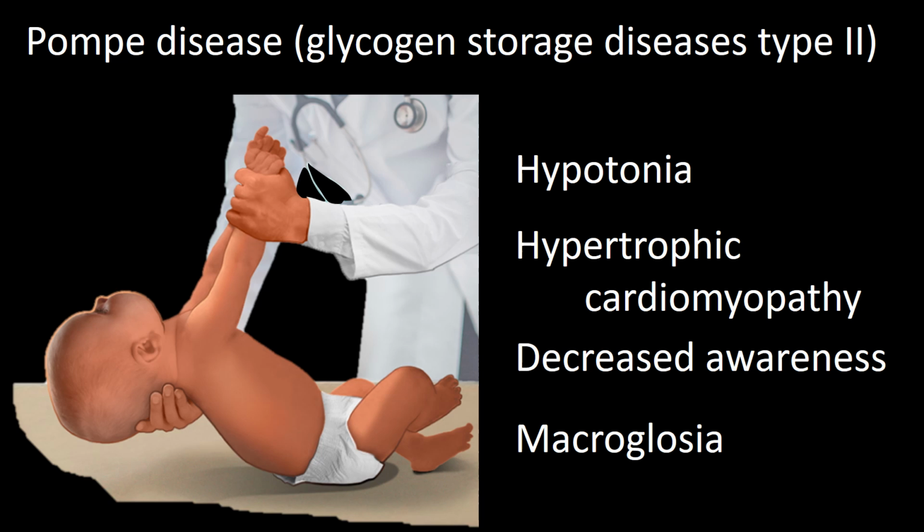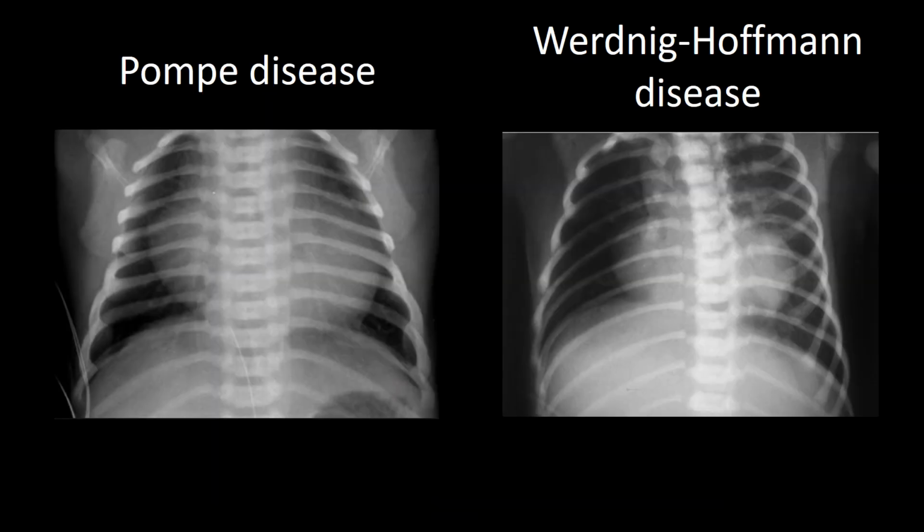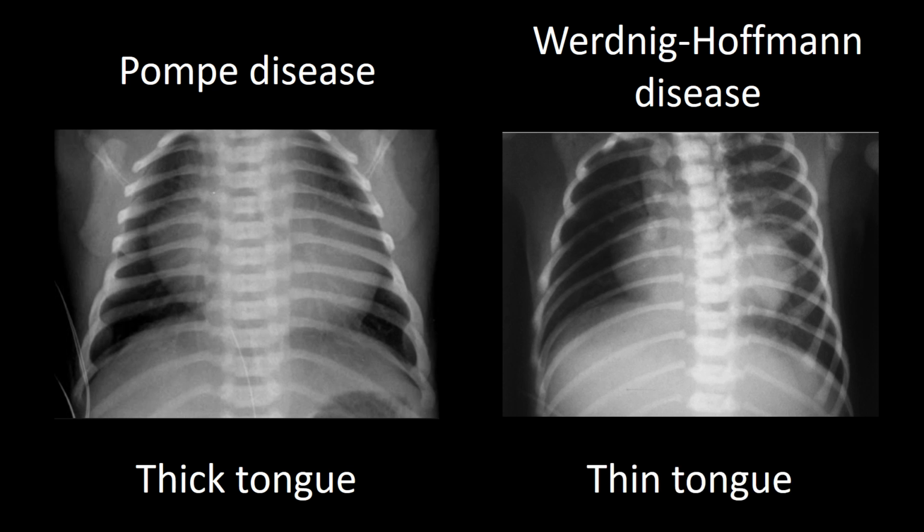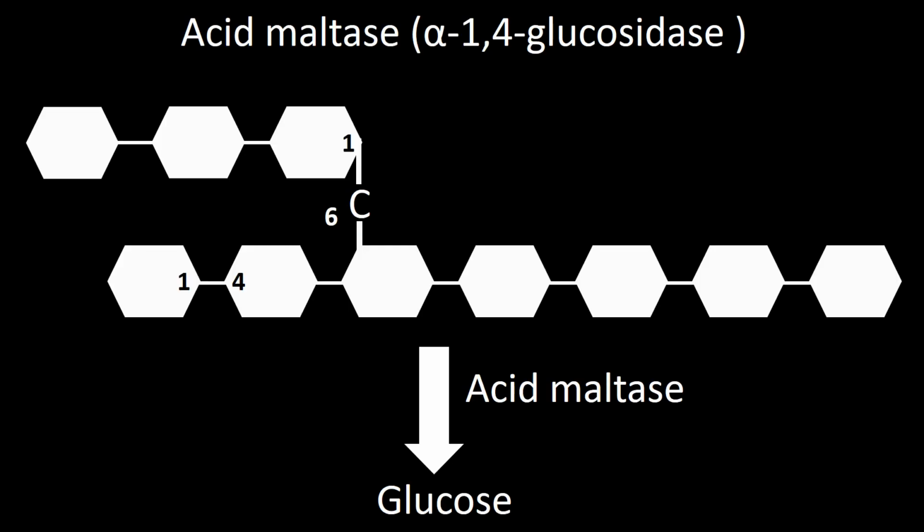A frequent exam question is to show you a chest x-ray and ask you to distinguish between Werdnig-Hoffmann and Pompe's. The one with the large heart belongs to Pompe's disease. Infants with Pompe's disease also have very thick tongues. Infants with Werdnig-Hoffmann have a thin tongue and thin heart. The enzyme involved in Pompe's disease is acid maltase. This enzyme cleaves glycogen 1,4 linkages, freeing glucose molecules from the polyglucose structure.